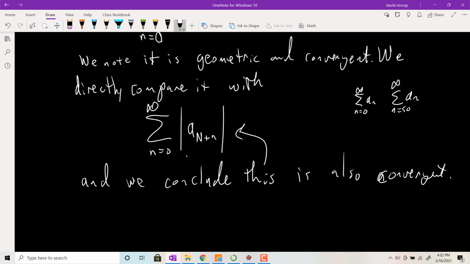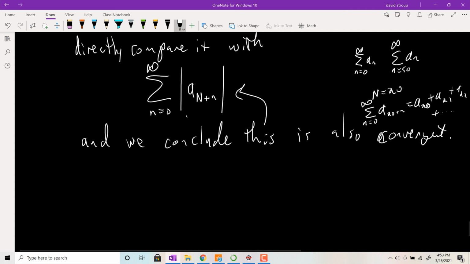And that's what this thing is. Maybe big N is 20. So what you're looking at is a series starting n equals 0 to infinity of a sub 20 plus n. So that's a sub 20 plus a sub 21 plus a sub 22, etc. Right? So this thing is a shortened version of this other thing.